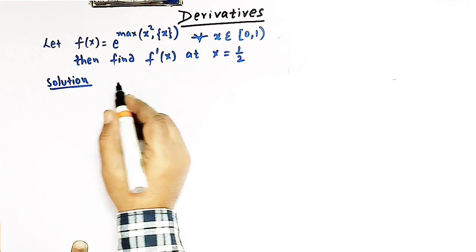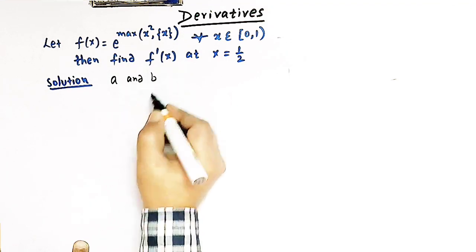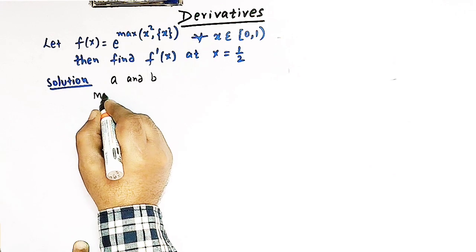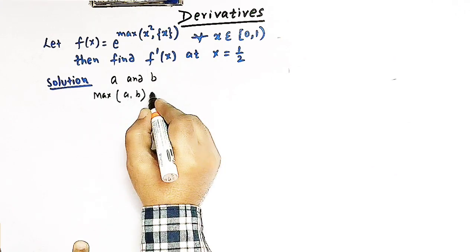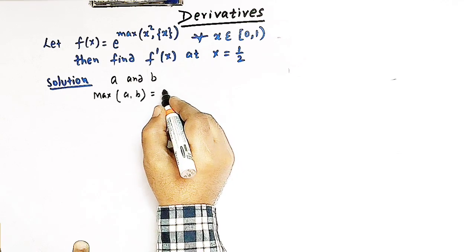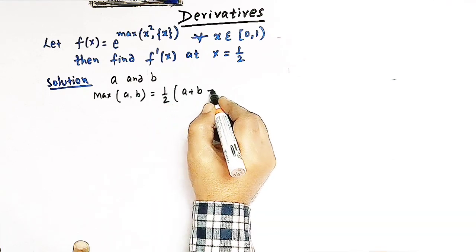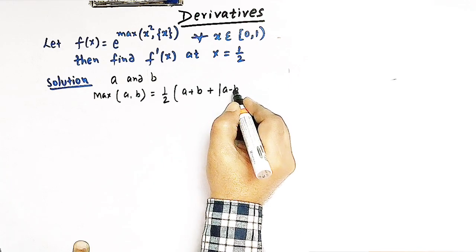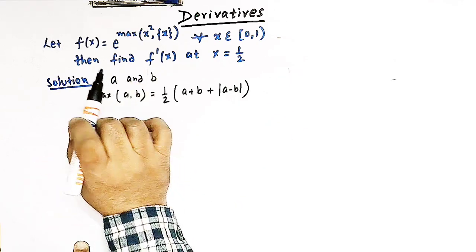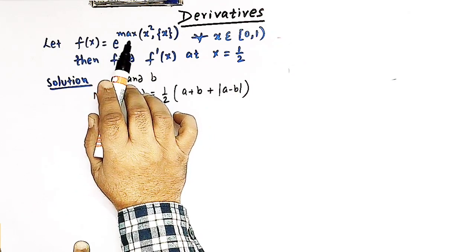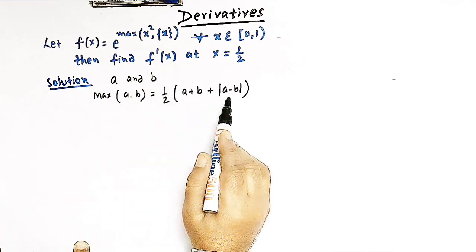So now let us consider two quantities a and b, right? And the maximum of the quantities a and b is defined by this expression, that is half of a plus b plus mod of a minus b, right? So here we'll first simplify or modify this function f of x using this result.